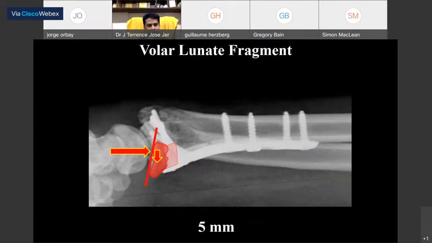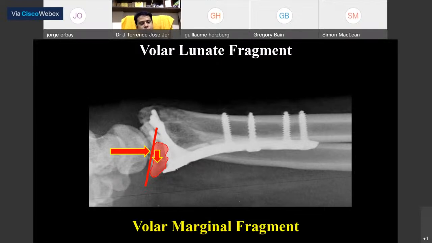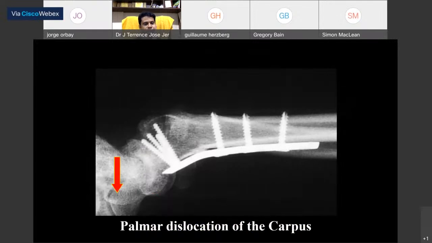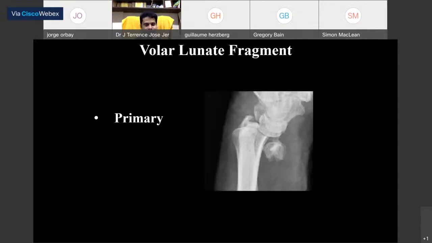That means that any volar lunate fragment that is less than 5 millimeters long has absolutely no support whatsoever. Even if it's 7 or 8 millimeters, it still has very limited support. And these fragments that fail to be supported by a volar plate are what we call a volar marginal fragment, because they fall off and the whole carpus follows that little fragment. And these are disastrous cases that are very difficult to salvage.